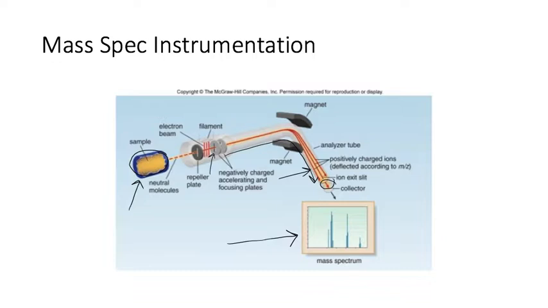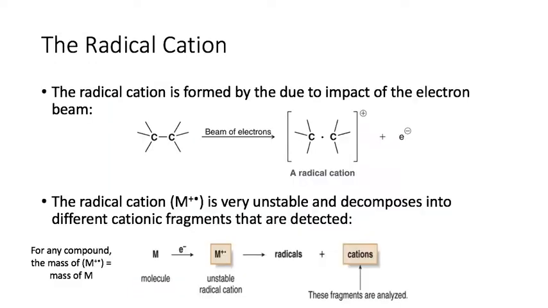We actually have one of these in the lab. We have a GC mass spec, or GC-MS. So we do the GC portion first, and then we can analyze the mass spec through this. So hopefully at some point you get to check that out in real life.